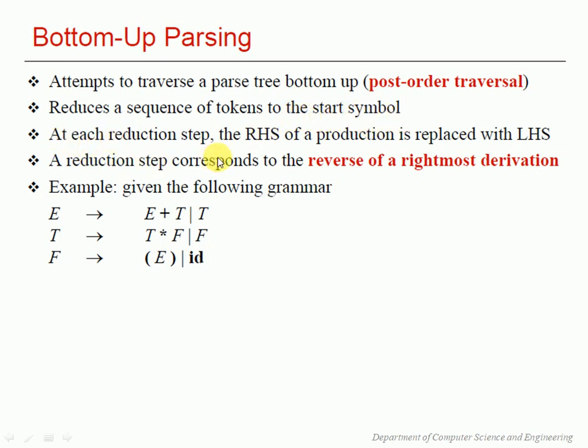At each reduction step, the right hand side of a production will be replaced with the left hand side non-terminal. Single non-terminal will be there for each of those productions. So at each reduction step you will be replacing the right hand side with the left hand side. Basically each of these reductions corresponds to the reverse of a rightmost derivation. You already know what is a rightmost derivation. You will be replacing the rightmost non-terminal with the corresponding body of that production.